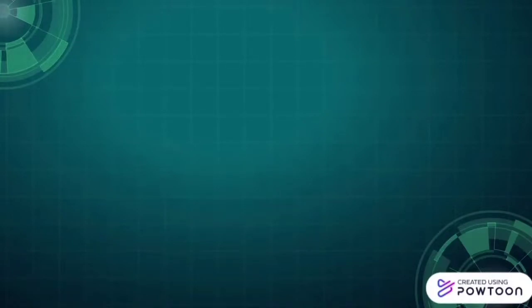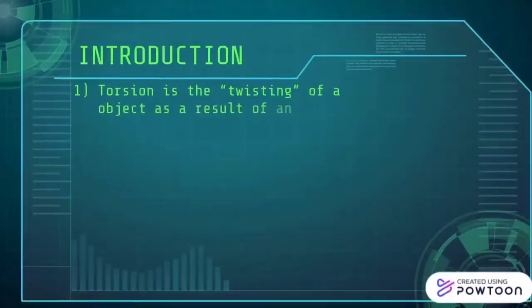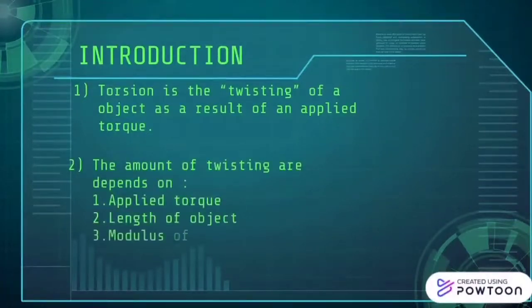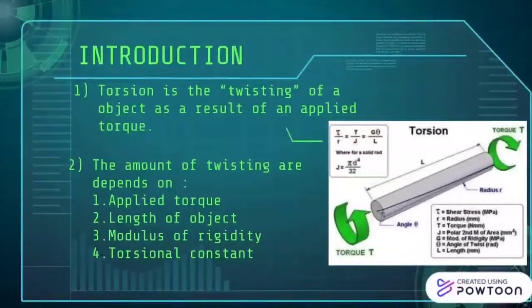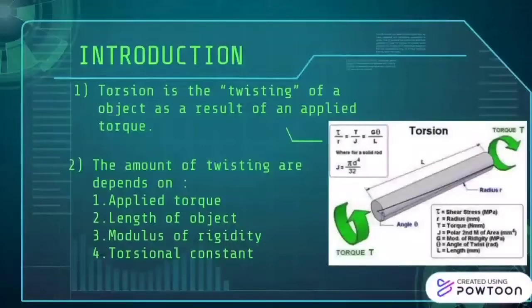So today I'm going to present about the introduction. Torsion is a twisting of an object as a result of an applied torque. The amount of twisting depends on: one, applied torque; two, length of object; three, modulus of rigidity; four, torsional constant. There is a picture of a torsion, how torsion works, and there is also a formula for the torsion.